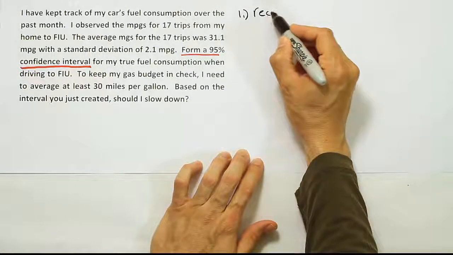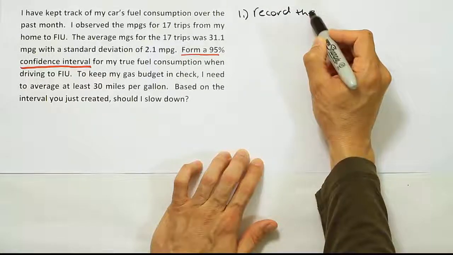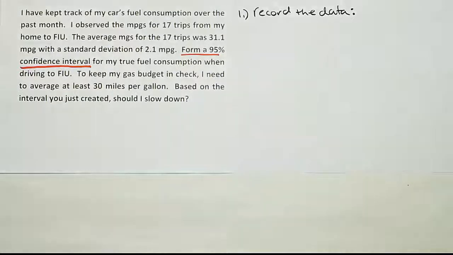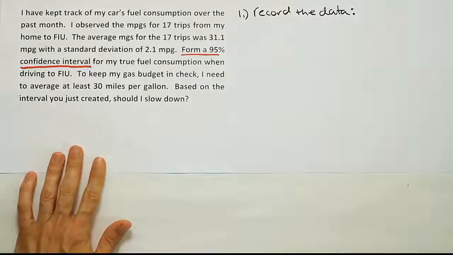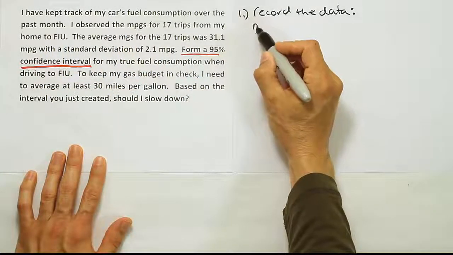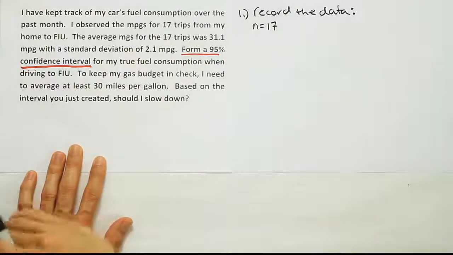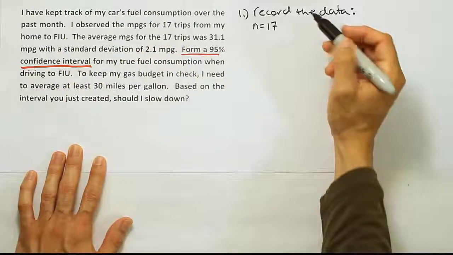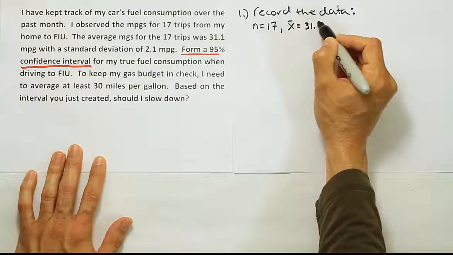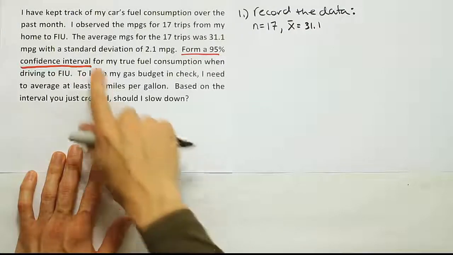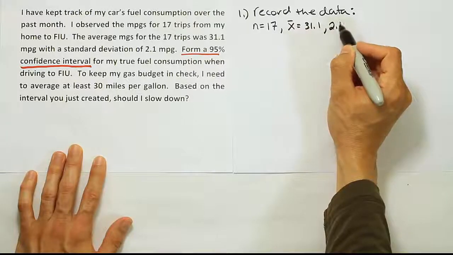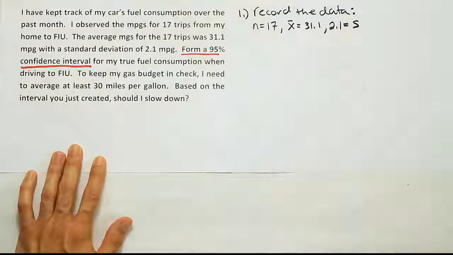record the data. Okay, so let's record the data from the problem, all the numbers that were given to us. It says here that I observed the miles per gallon for 17 trips from my home to FIU. That means that n here is 17. It says the average miles per gallon for the 17 trips was 31.1. So now I know my x bar is 31.1. And it goes on to say that the standard deviation is 2.1 miles per gallon. So we'll use 2.1 here for my s, or standard deviation.